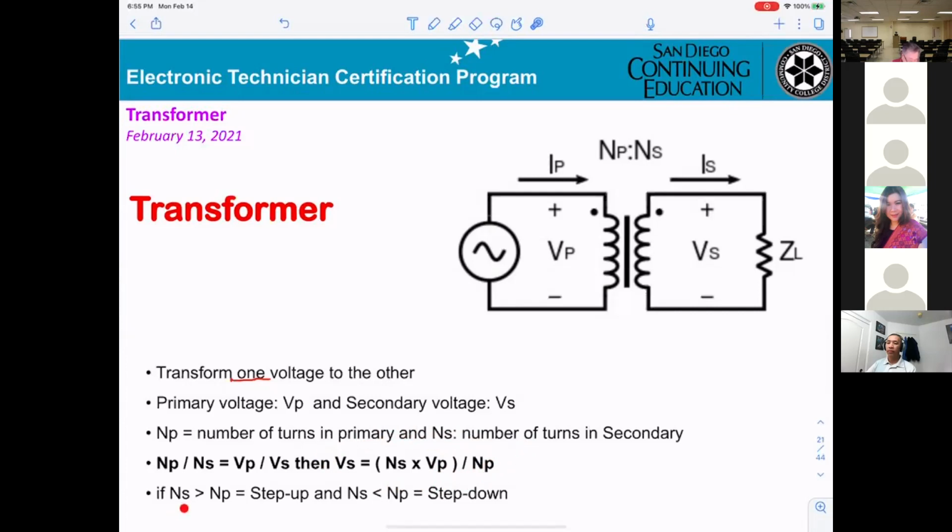Okay, if NS, that means the secondary winding, is greater than the primary winding, the transformer will be step up. That means you apply 120 volt here, they can come out 240 volt. Step up and step down depend on NS greater than or less than NP. NS less than NP, you get a step down. You get 110 volt here, you can get 24 volt on this side. That's nothing else. Okay, very simple.